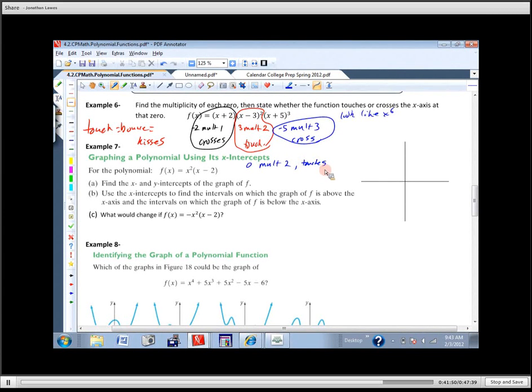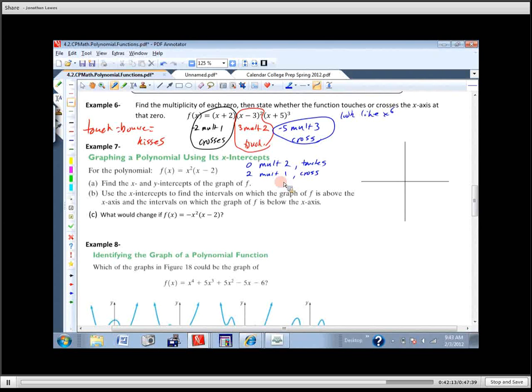Touches, because it's even. What's the x-intercept that comes from here? Okay, so that's going to be 2. What's its multiplicity? 1. Touch or cross? Cross. Is that good? How do you tell whether it touches or crosses? You look at the multiplicity. If it's even multiplicity, it touches. If it's odd multiplicity, it crosses.